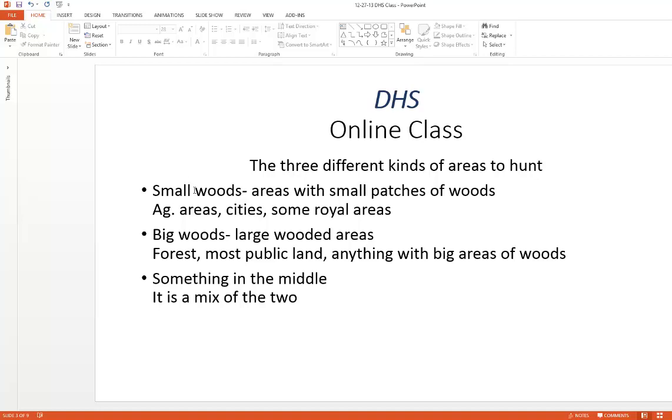Again, we're talking about the 3 different types of areas. The small wooded areas are the small patches of woods. They're usually ag areas in cities and some rural areas. They're usually connected by small funnels connecting one small patch of woods to the next patch of woods. We're going to take a look at them here in a minute in Google Earth. And then we have the big woods, which are usually very large areas of woods. A lot of times they're the forest. Most public lands are big wooded areas. You have to hunt these areas differently. It's anything with really large woods.